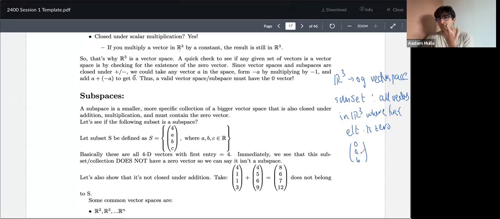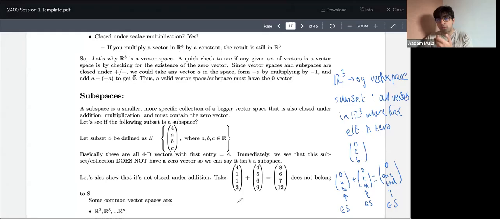Let's see. Is it closed under addition? If I have some 0, something, something, and I add it to another 0, something, something, what's my output going to be? 0, something, something. I don't care what the something something is. This is still in the subspace, because the subspace says that the first element has to be 0. Here we belong to the subspace, here we belong to the subspace. This sign means belong to, by the way. Here we also belong to the subspace because the first element is 0. So it looks like it's closed under addition.